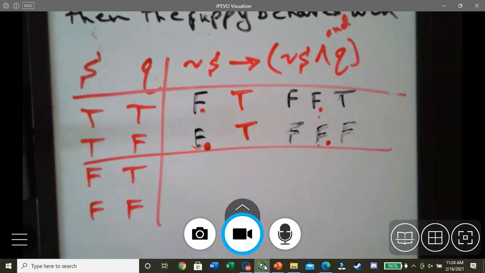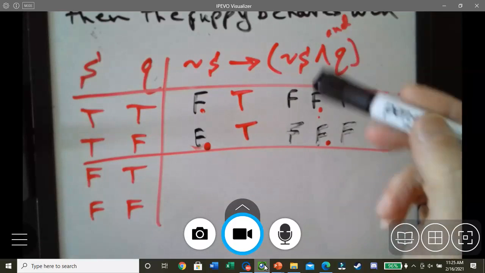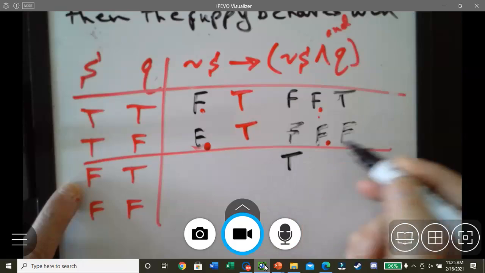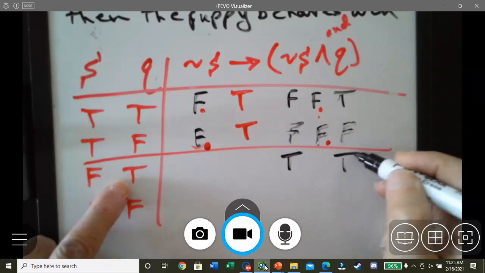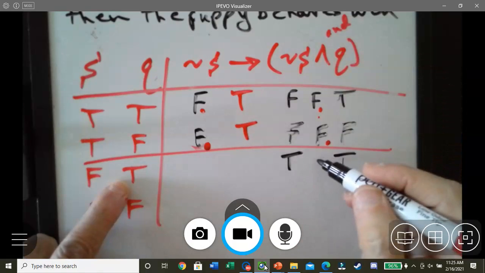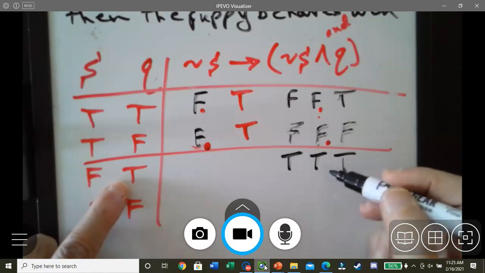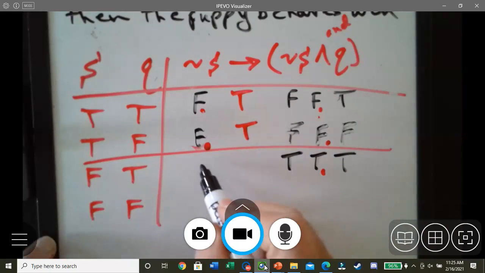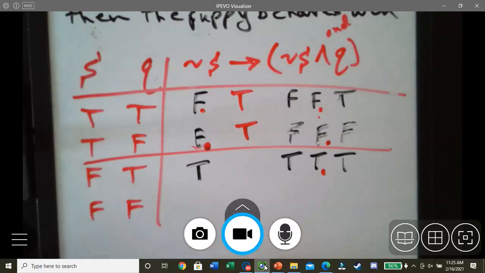Okay, so let's see how we did. So S is false, so not S is true, right? Q is true, so true and true is what? True, good. Put a dot there. Okay, so S is false, so not S is what? True. So we're saying if true, then true is true. That's an easy one, right?